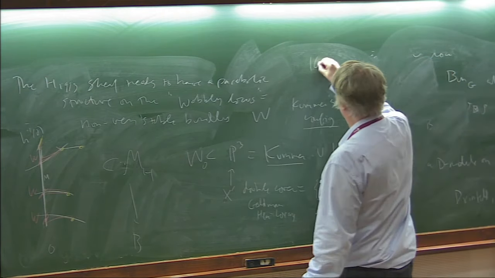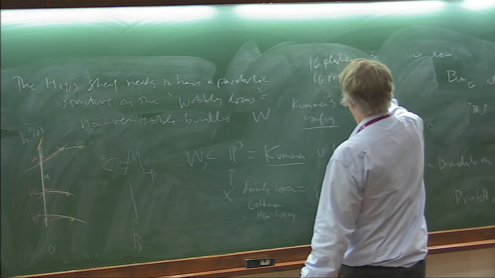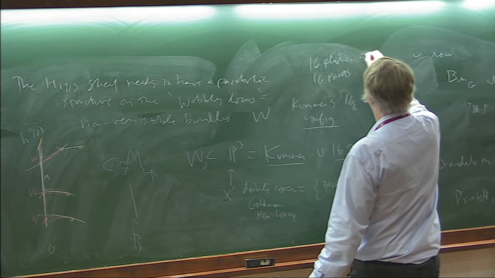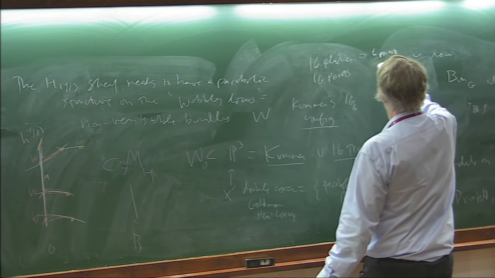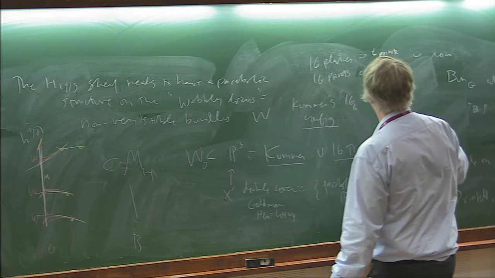This Kummer 16-6 configuration is a little bit like that. It has 16 planes and 16 points. And each plane has 6 points. And each point is contained in 6 planes. You see the analogy, right?